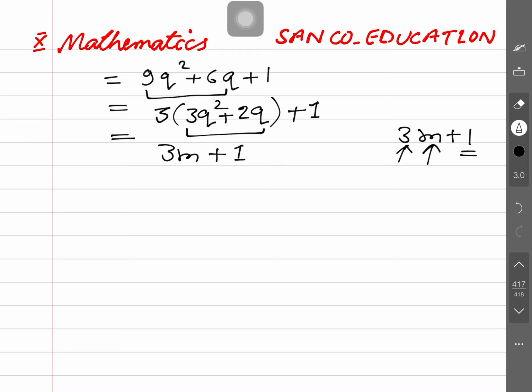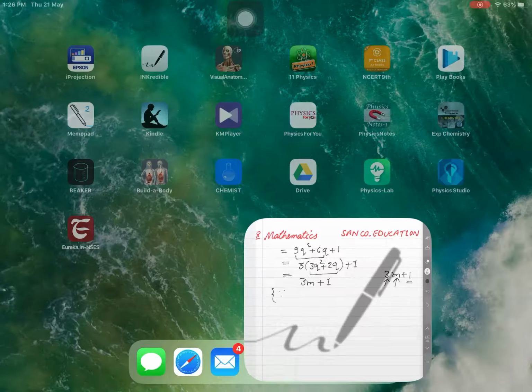Is that clear? So again you will write here: q is a positive integer, implies q square is positive, 3q square is positive, 3q square plus 2q is positive. Finally, it is a positive integer. Is that clear? So your question is now completed here.